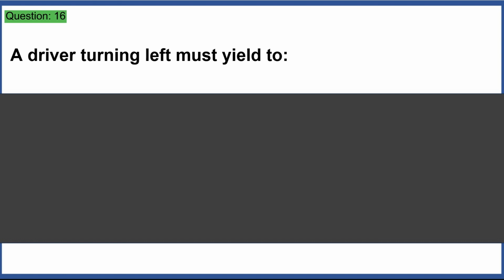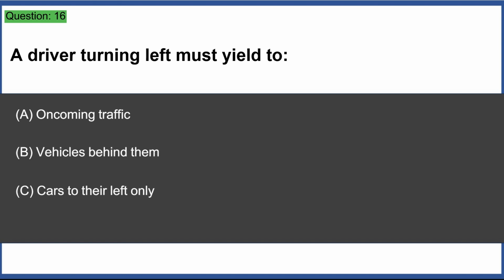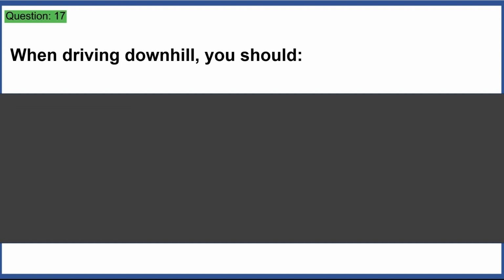A driver turning left must yield to: A. Oncoming traffic. B. Vehicles behind them. C. Cars to their left only. D. Vehicles speeding. Answer A. Oncoming traffic.